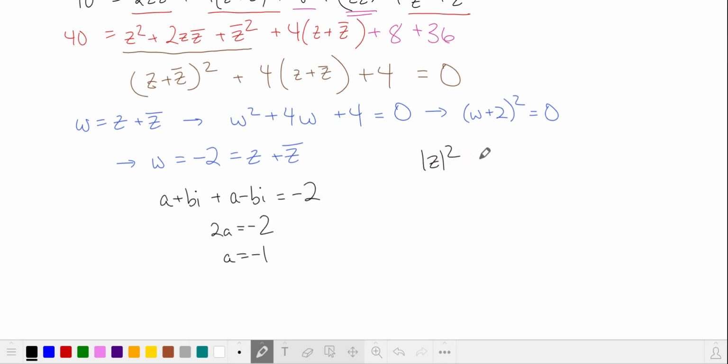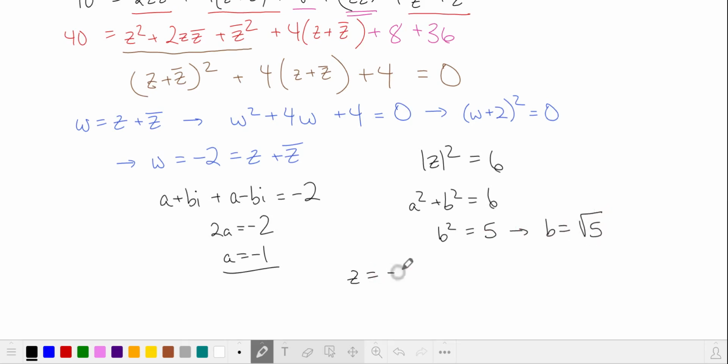And again, since we figured out that the square of the magnitude of z is 6, a squared plus b squared is equal to 6, and substituting, we get b squared is equal to 5, and b is equal to root 5, so z is equal to negative 1 plus i times the square root of 5.